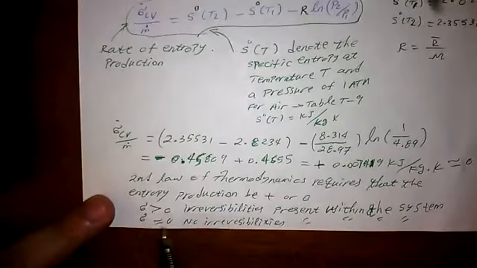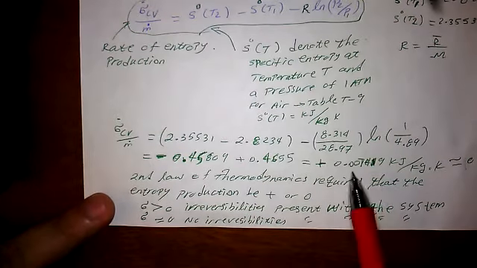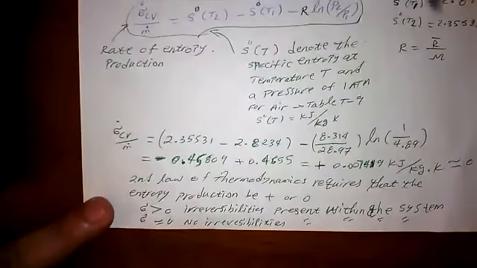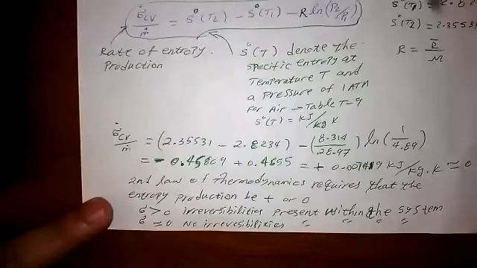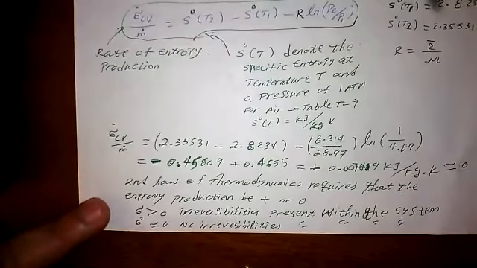Sigma, which is the entropy production, is for irreversibility's presence within the system, okay? So irreversibility is present within the system. And if sigma equals 0, that means no irreversibility. So we are in a borderline, okay? We are in a borderline, so it's approximately 0, so no irreversibility. But the key is it satisfies the requirements for the second law of thermodynamics for the rate of entropy production.